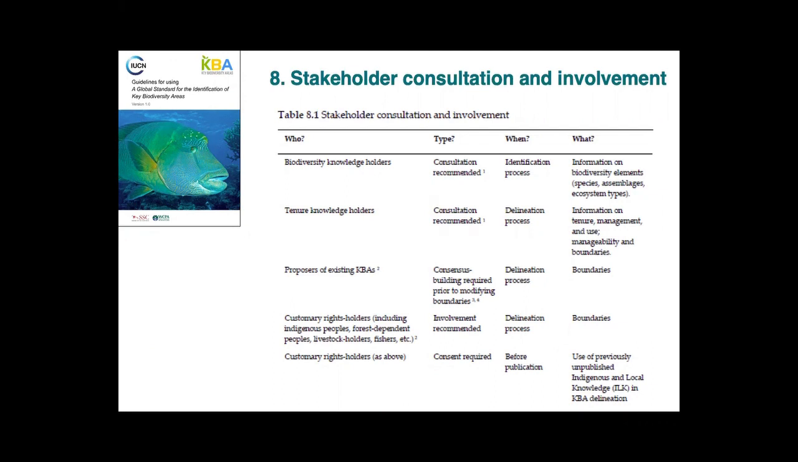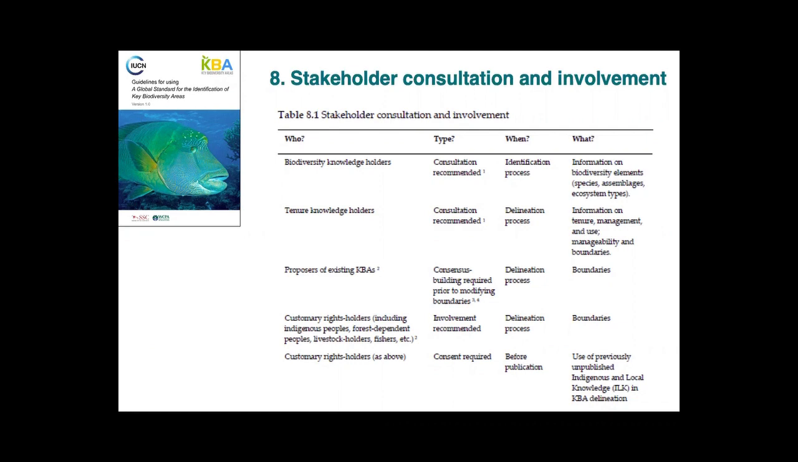And so if you identify a new KBA in a site where there's already an existing KBA, an important step in the delineation process is to consult with the proposers of the existing KBA to decide how to realign boundaries so that they're not overlapping. And again, there's guidance on how to do that in the KBA guidelines. And finally, Chapter 8 also covers involvement of customary rights holders.